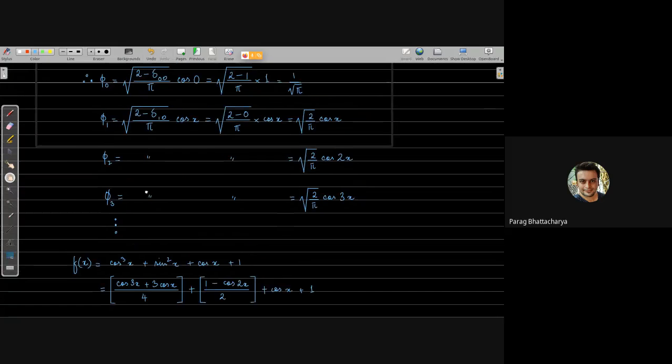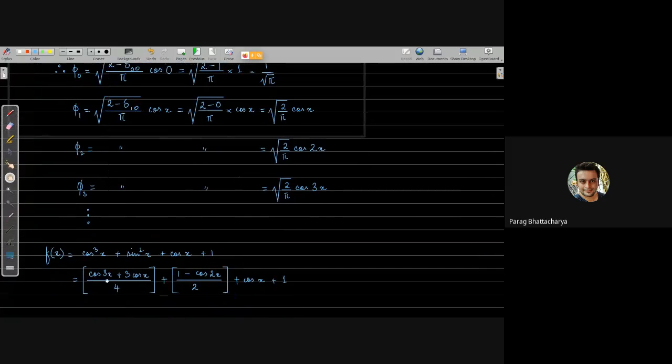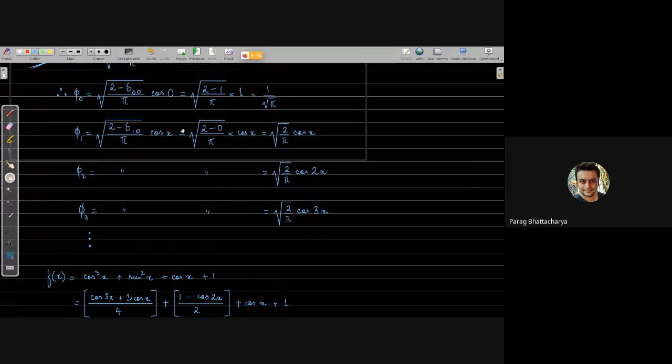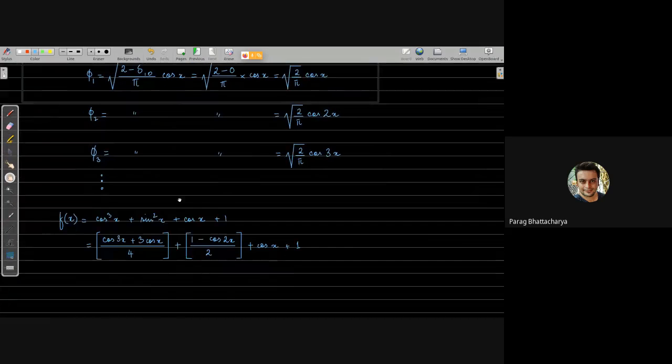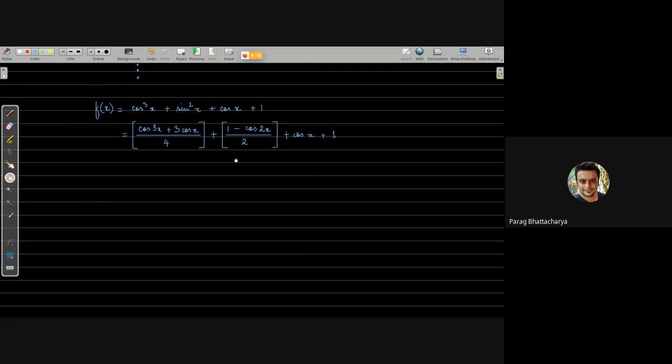Because we have a cos thrice x, we can write it in terms of phi 3. Then there is a cos 2x, we can get it in phi 2, and cos x we can get in phi 1, right? And 1 is a constant, we can get it in phi 0. So with a little bit of manipulation we can actually do that.